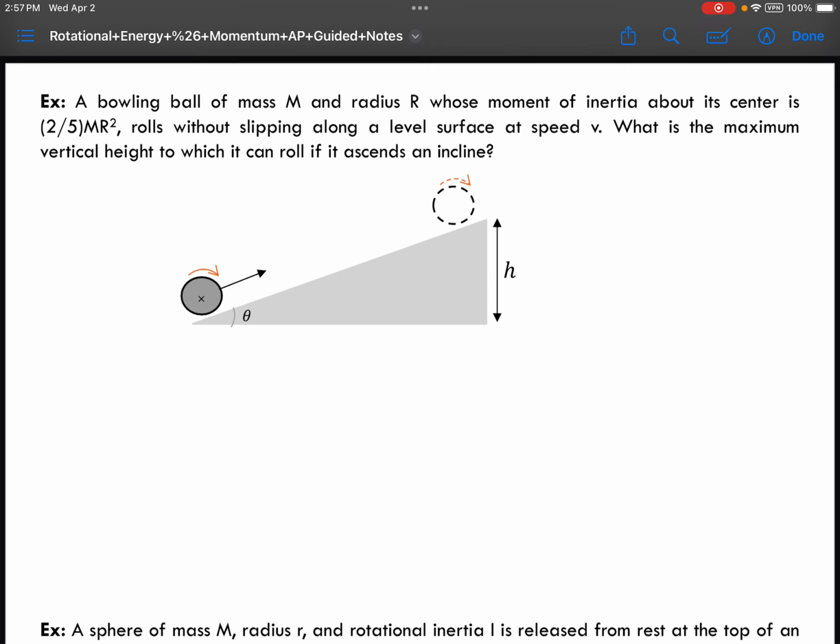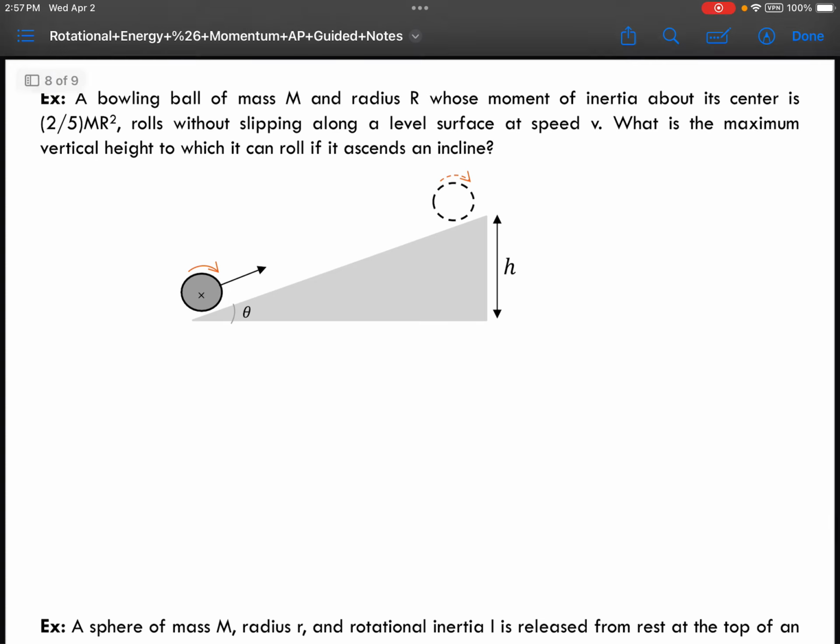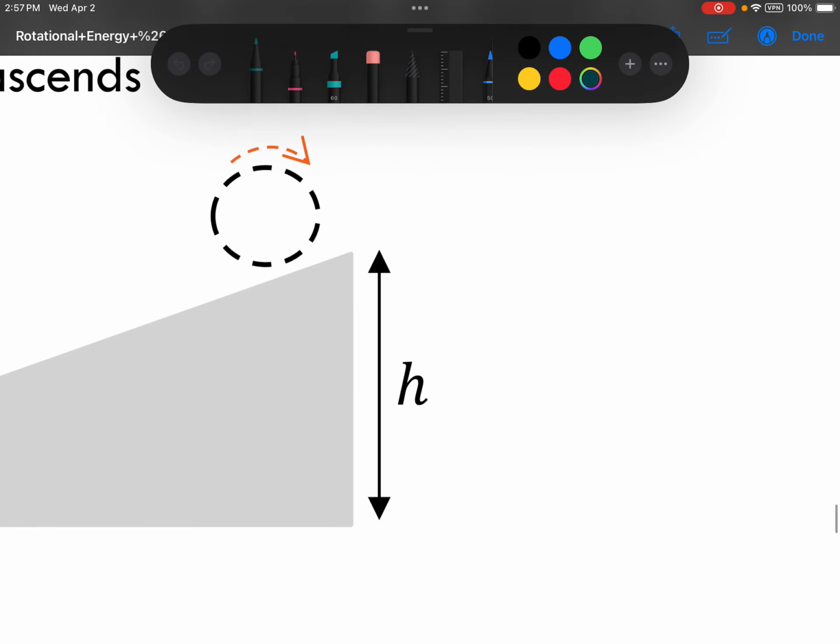And so essentially we're dealing with conservation of energy again. At the bottom of the ramp, the ball is moving translationally and it is rolling, so we'll have both types of kinetic energy. And then at the very top of the ramp, just like before we introduced rotational energy, all of that energy is going to be converted to our gravitational potential energy because the ball won't have any movement at all anymore. And so our initial energy, we'll say that's at the bottom of the ramp, equals our final total energy.